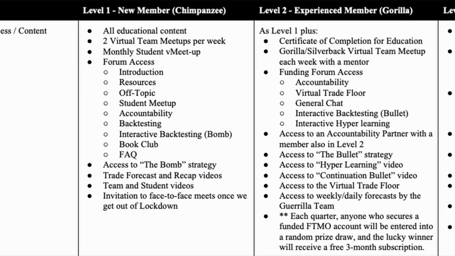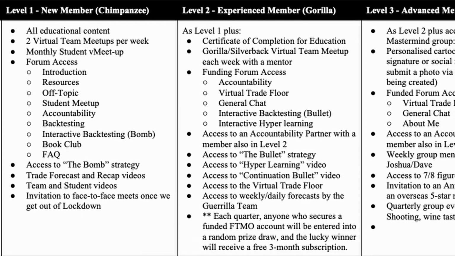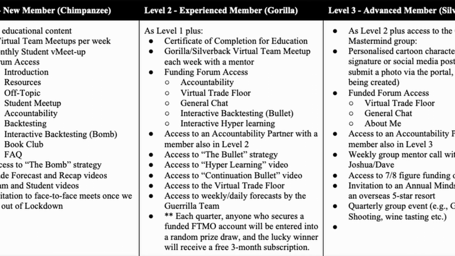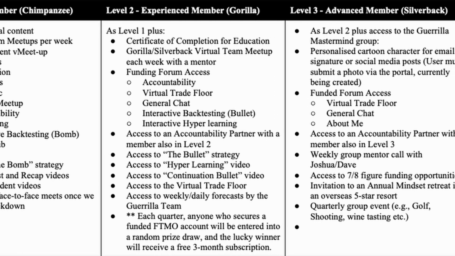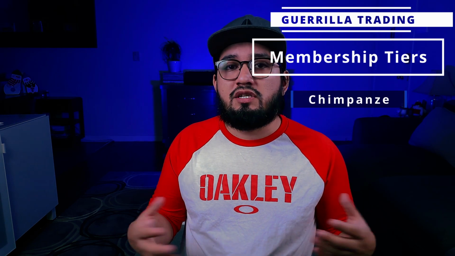Which leads you to our next point. A few months ago, Guerrilla decided to section off the forums into 3 different categories. One is the new traders, which is Tier 1, beginners, chimpanzees. The next is Tier 2, gorillas, and then Tier 3, which is the silverbacks. Now the chimpanzees have access to one Zoom call a week, in which you can ask general questions about anything that you might be struggling with. Once you move on to the gorilla, you'll have access to a second call.